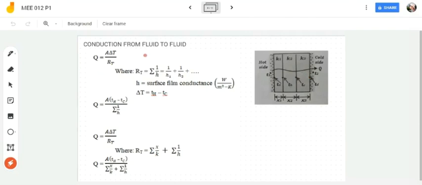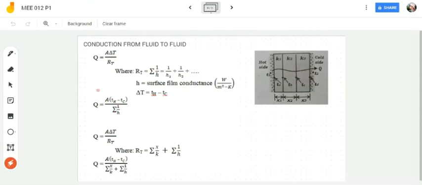Okay, so for conduction from fluid to fluid, your total resistance is equal to the summation of 1 over h, that is 1 over h1. h1 is the surface film conductance of the fluid, which has a unit of watt per meter squared Kelvin, plus your 1 over h2 and so on and so forth. If we put it in this equation, your Q is equal to A times TH minus TC over the summation of 1 over h.